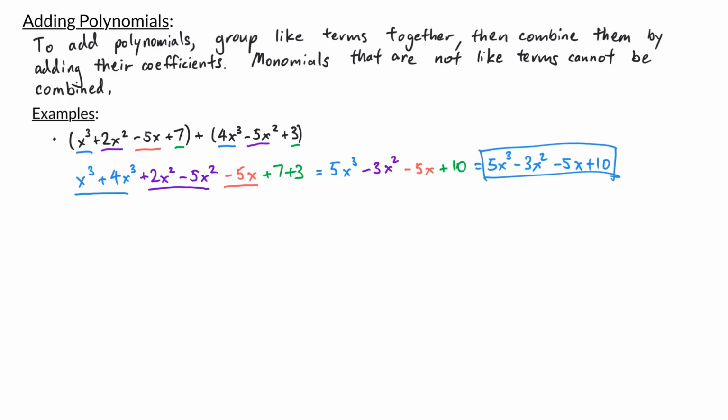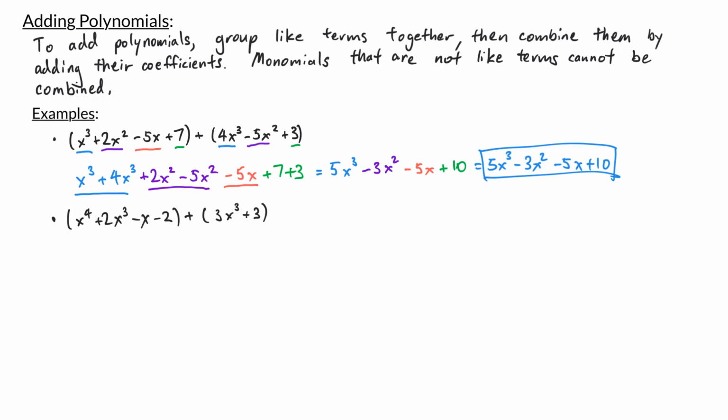Let's look at another example. Let's say we have the polynomial x to the fourth plus 2x cubed minus x minus 2, and add to that the polynomial 3x cubed plus 3. To add these two polynomials, we'll start by grouping the like terms together.